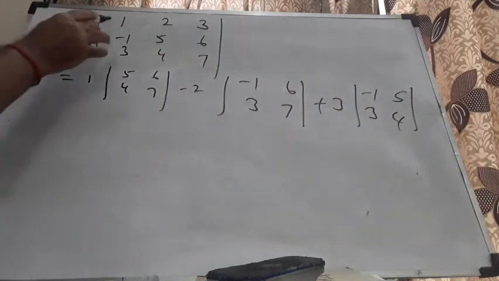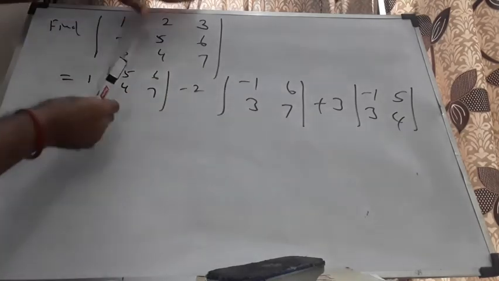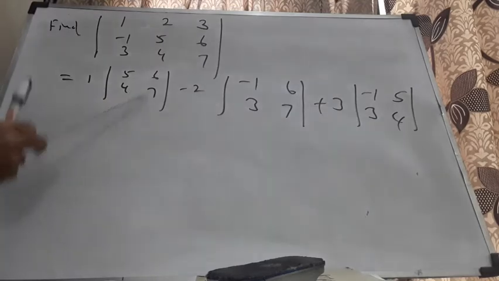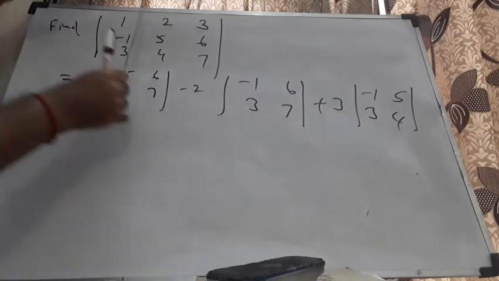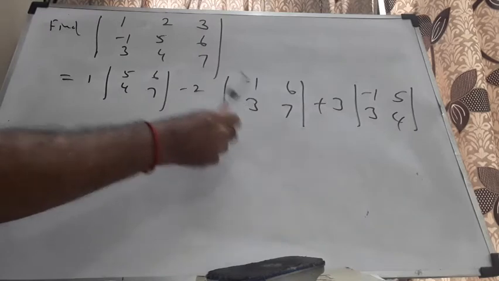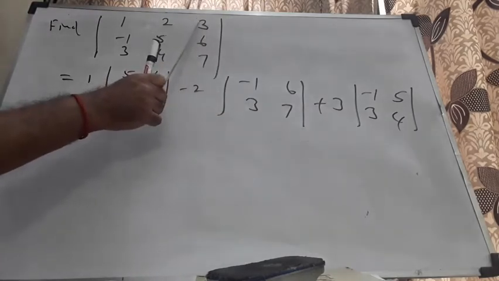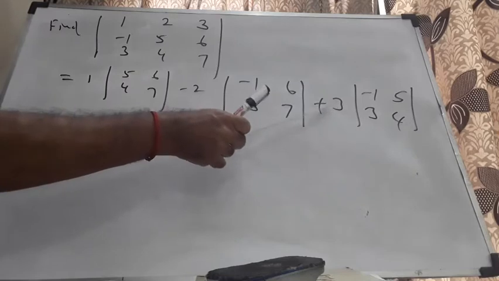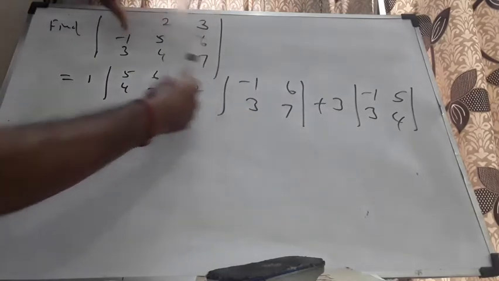Okay, let me just explain once again. 1 into remove the row and column. I'll get the determinant 5, 6, 4, 7. Then for this I'll get a minus sign because the position is first row second column. Minus 2 into remove the row and column. I'll get determinant minus 1, 6, 3, 7. Then plus 3. The position here is minus 1 raised to 1 plus 3, which is anyway I'll get a plus sign here. Here of course this thing into determinant minus 1, 5, 3, 4.